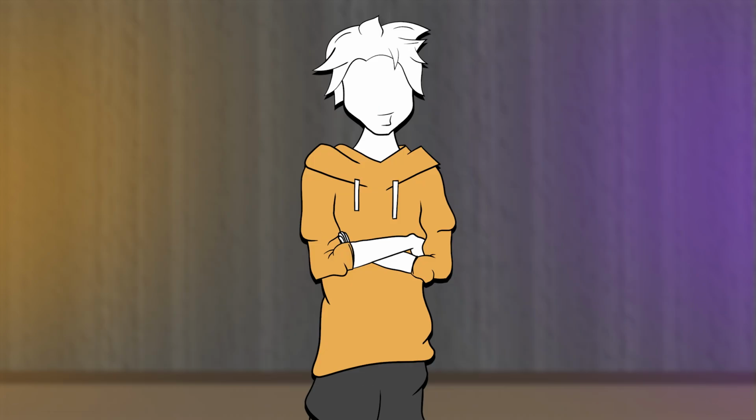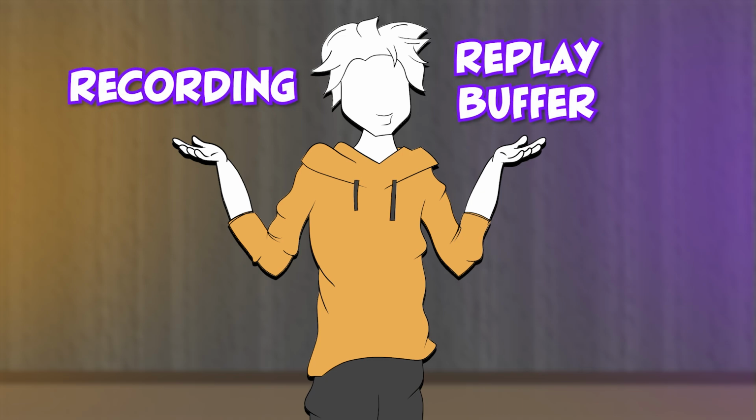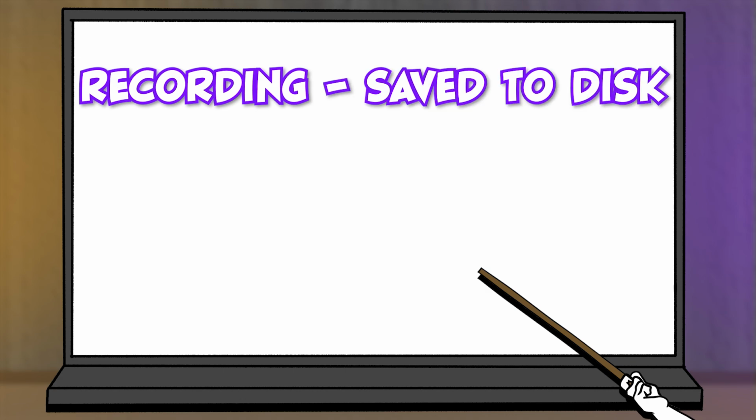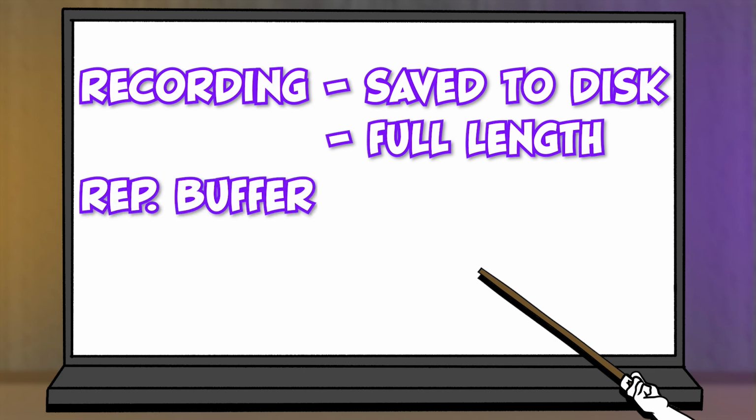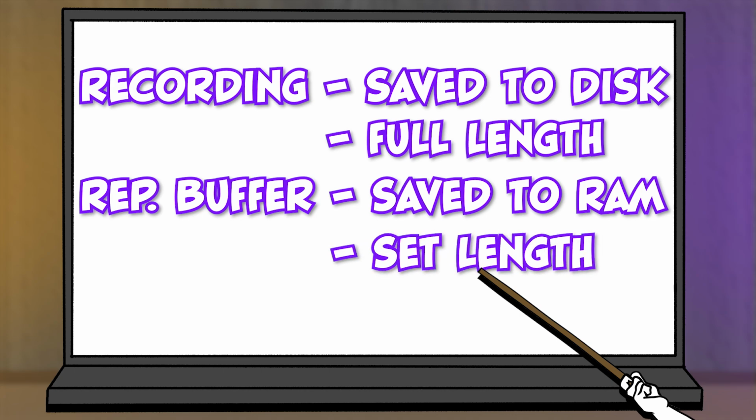And now you probably have the same question that I had. What is the difference between recording and replay buffer then? It seems it does the same thing. Well, yes and no. Recording will be saved after you stop streaming, or recording directly to your disk. And also it will be saved as the full footage from starting recording, so it might be 2, 3, maybe even 8 hours long. And replay buffer is saving recording first into your RAM, and just after hitting the button to save it, it will save it to your disk and it will be the length that you set.